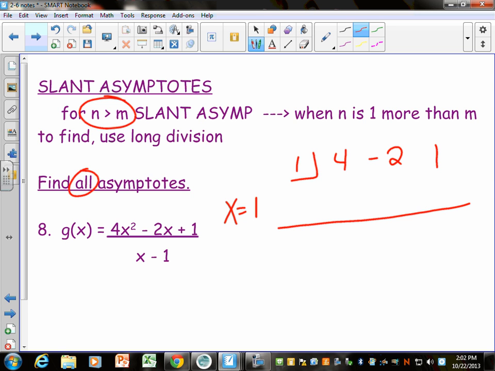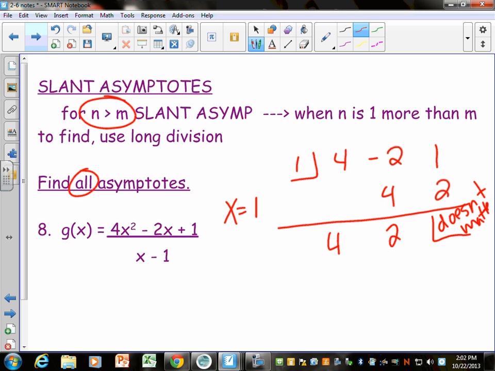And when you're doing a slant asymptote, your answer is everything but the remainder. So you kind of just throw the remainder out. You don't care about the remainder. We're not looking for zeros. What we're looking for is just what's left without the remainder. So I bring my 4 down. 4 times 1 is 4. Negative 2 plus 4 is 2. 2 times 1 is 2. Oh, wait, this is my remainder. It doesn't matter.